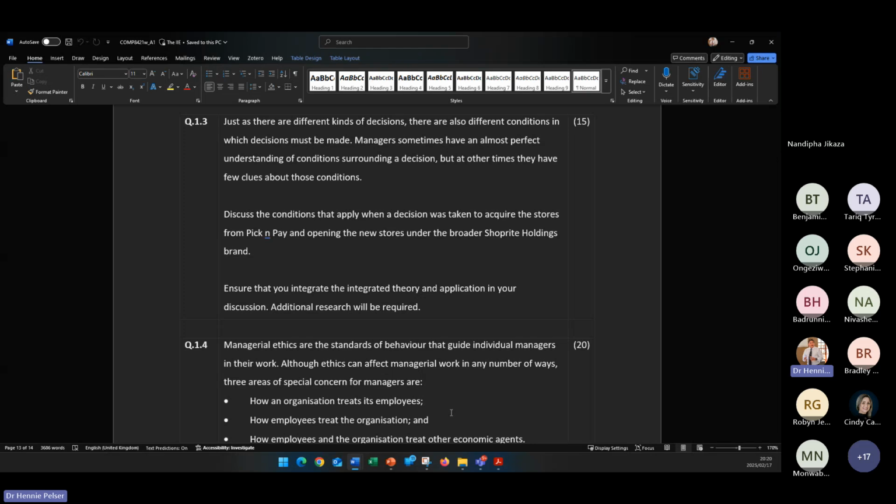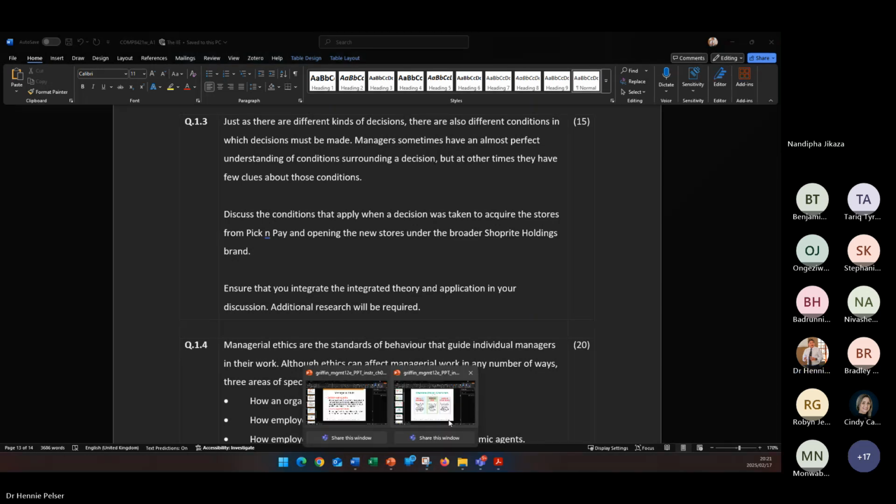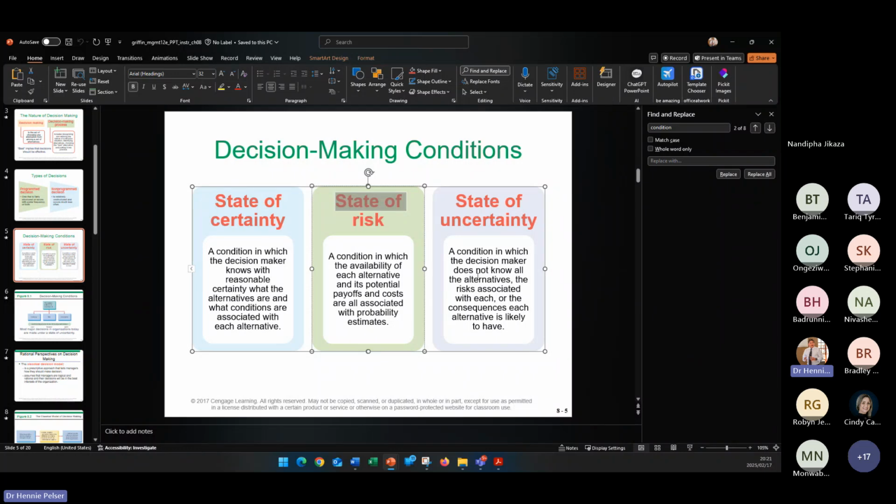Risk: at least you know what the alternatives are. Uncertainty: you don't even know what the different alternatives are. You don't actually know if there are other alternatives in your decision. So you can see there, you don't even know what the alternatives are. But it's a good question, Michaela. It is a good question.